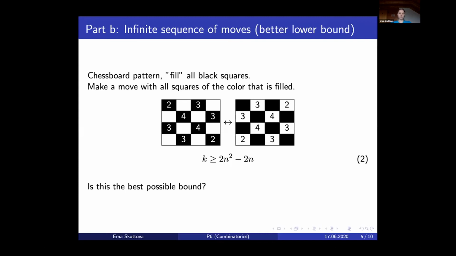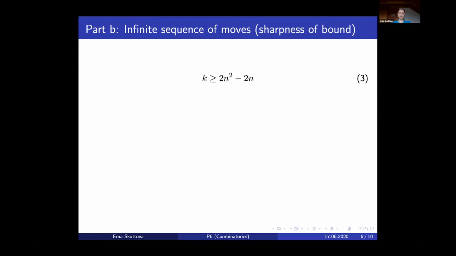And if we want to show that it is the best possible bound, we not only have to show that it works for 2n squared minus 2n and all larger k, but we also have to show that it doesn't work for any smaller k. And yeah, for that, we are trying to prove the sharpness of the bound. So again, here is our equation that we are trying to prove.